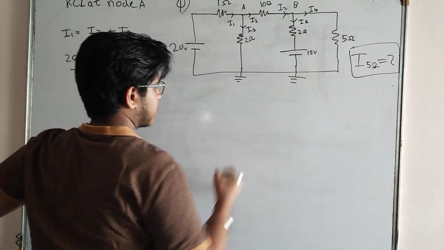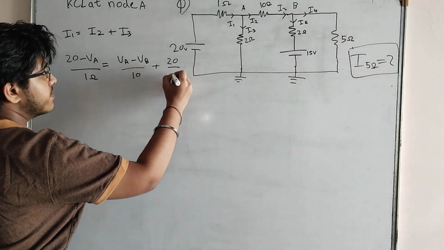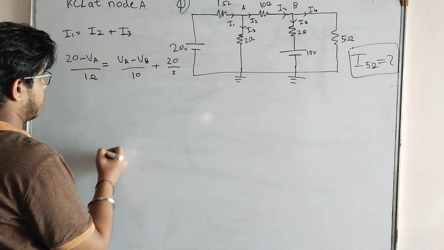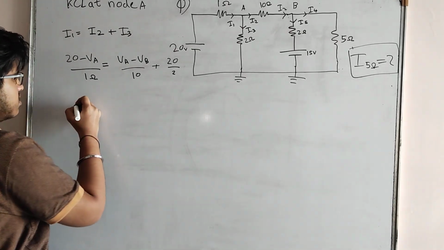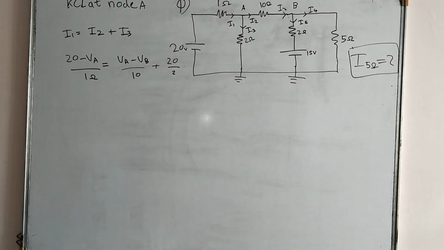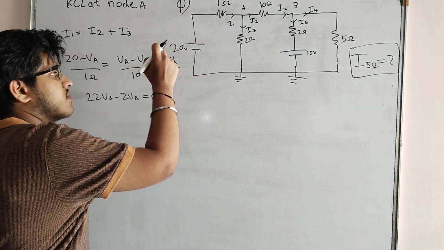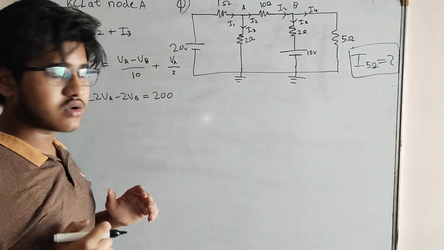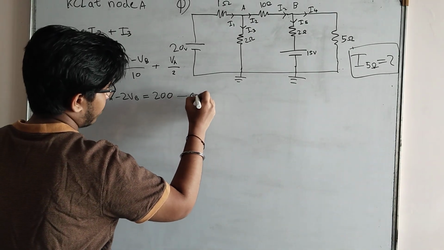Both these nodes are ground. So it will be 20 upon 2. On solving this equation, I will write the final equation as our equation number 1. Okay, so there was a small mistake. I wrote 20 here, it is VA. I mistakenly wrote that, and this is our final equation as equation number 1.